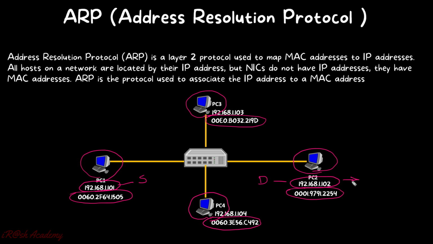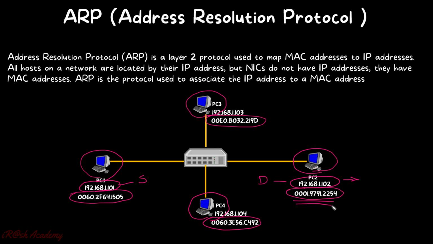So the switch gets the MAC address of PC2, and once the switch receives it, it will look up that MAC address entry in its MAC address table. So the switch can understand the MAC address 000197912254 is located at interface number 2 of the switch. It forwards that traffic to that interface so PC2 can receive the traffic.